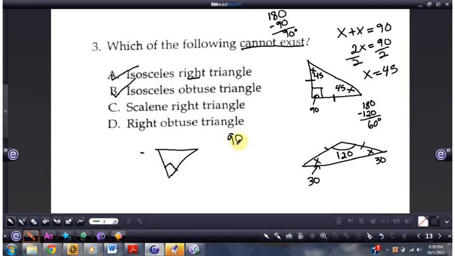Now, obtuse right triangle. An obtuse triangle has an angle larger than 90 in it, but a right triangle has an angle of 90. So again, if I'm looking at a right triangle, I know 90 degrees is already taken up. That means there's 90 left. Obtuse would have to be an angle even bigger than 90, which is not possible. So I would pick D. Okay. That's going to conclude part 1 of this video.